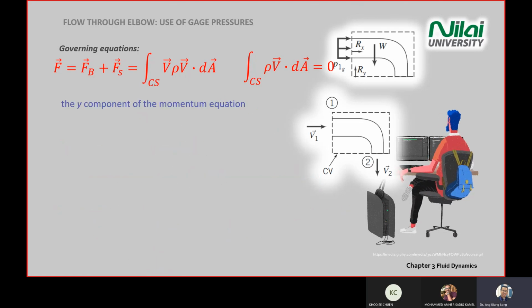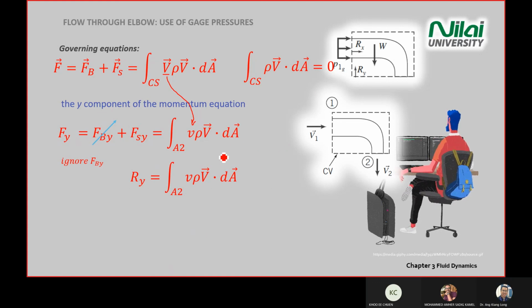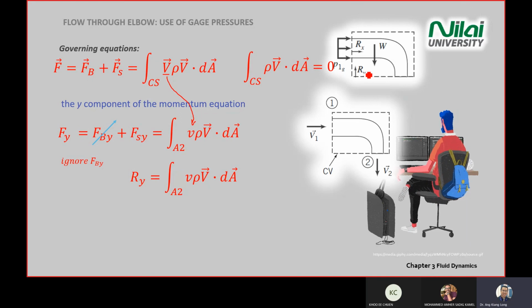Okay, then the next one, we consider the y direction. We do it one more time, so you repeat the same for the y direction. You change the capital V into v, and then you look at py. In this case, we ignore the by, and we only consider what happened to the Ry over here. So Ry equals integration of V rho V dot dA.